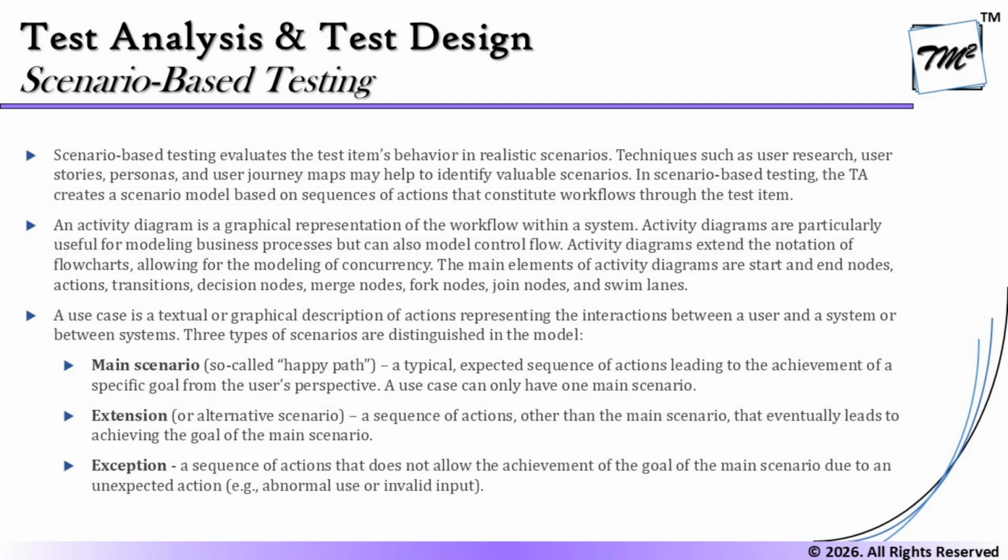Now, generally a use case is a textual or graphical description of the actions representing the interaction between the user and the system, and generally covers three major important things. One, the main scenario, the so-called happy path. Two, the extensions, which are the alternative paths. And three, exceptions, where the system is expected to fail or probably return back to the main scenario.